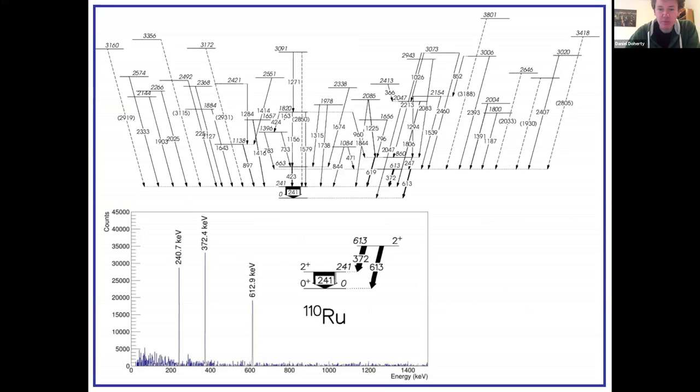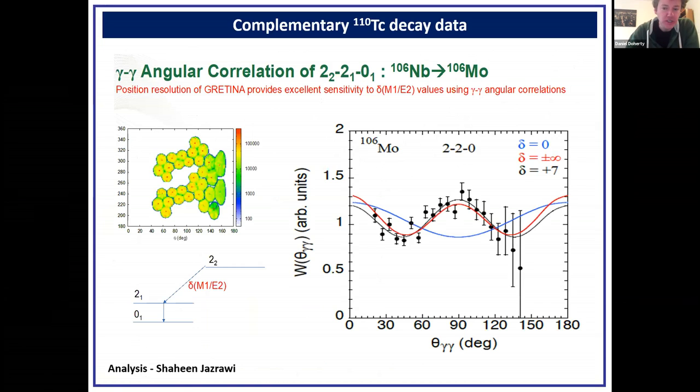So this is just a snapshot of what we saw, and it's quite extraordinary, I think, that you see such a complicated level scheme built up from such a small amount of decay data. The beam intensities are not enormous. Nevertheless, you can build up something of real complexity. But what we're really interested in is being able to measure branching ratios for these low-lying states down here, and if possible, these E2-M1 mixing ratios, which I show here.